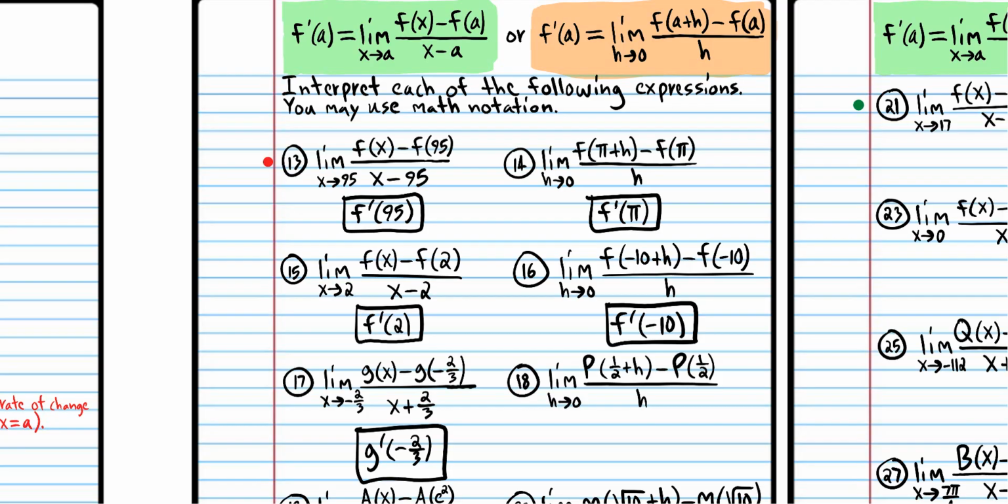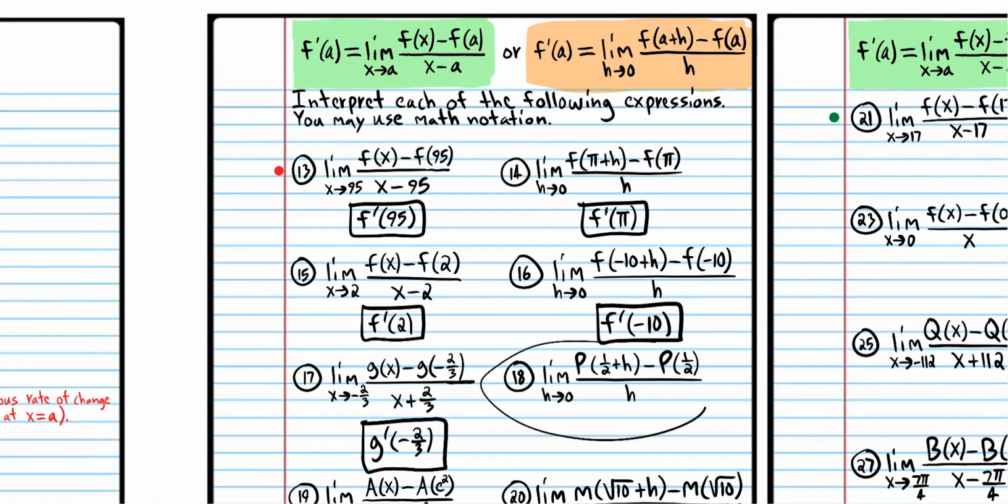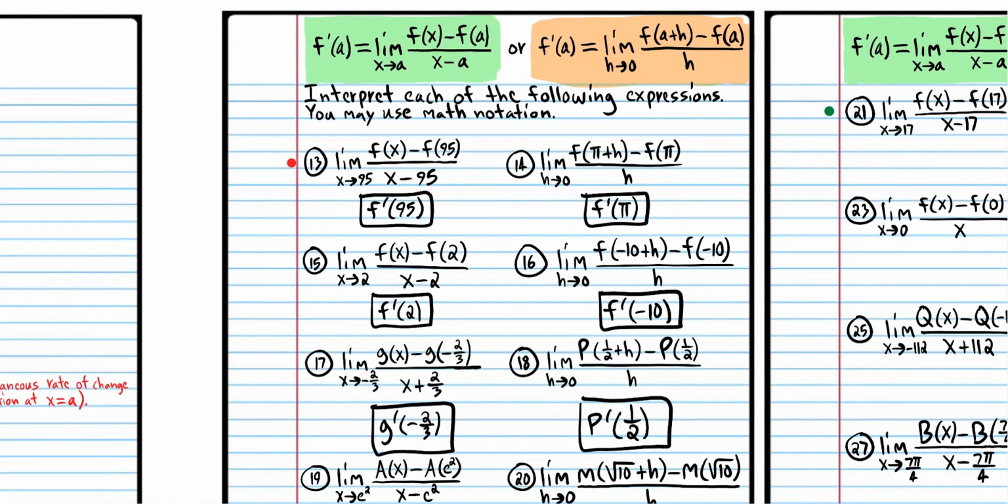That can be confusing. Okay, now we have an expression where we're using the orange formula, but instead of f, it's p. So this is the derivative of the function p when x is 1/2. P is often used for position. We're going to use that, possibly we'll use that later on in the course when we do some more applications of differentiation.